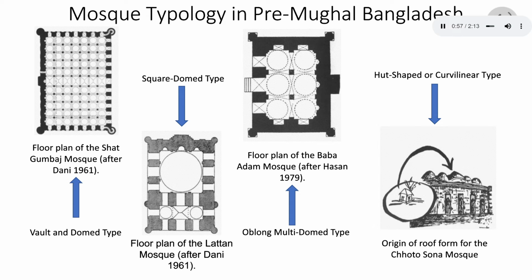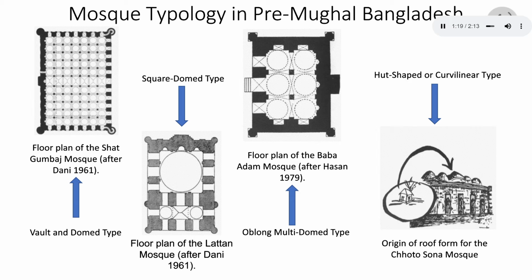The second type, square-domed, has a cubical prayer hall along with corner towers, mihrab projections, wall paneling, stone casing, a curved cornice, stucco designs, moldings, and glazed tiles. The Lattan Mosque demonstrates this square shape in its 34 square foot room.